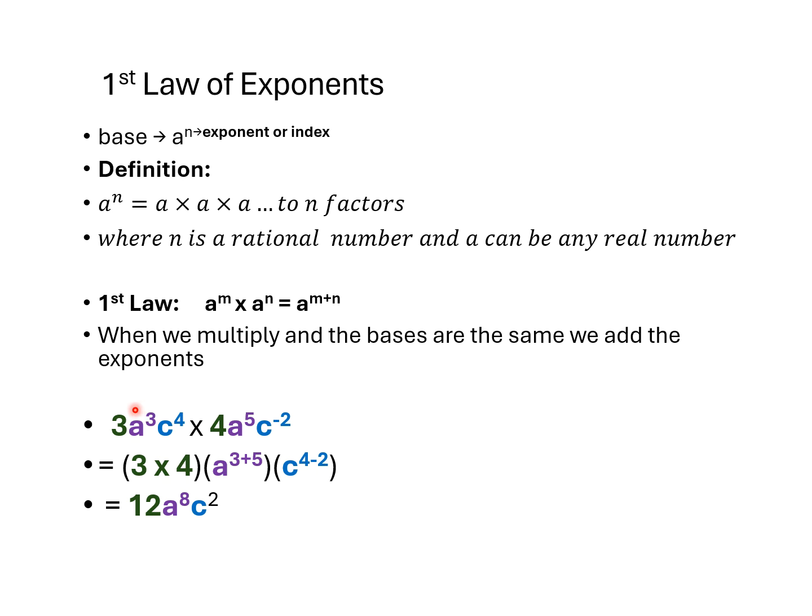Here's an example to show you. I have 3a to the power 3, c to the power 4, times 4a to the power 5, c to the power negative 2. First we multiply the coefficients, so 3 times 4 gives me 12. The a's in purple are the same bases and we're multiplying, so therefore 3 plus 5. Same with c in blue, bases are the same, so we add the exponents: 4 minus 2. So 3 plus 5 gives me 8, and 4 minus 2 gives me 2.